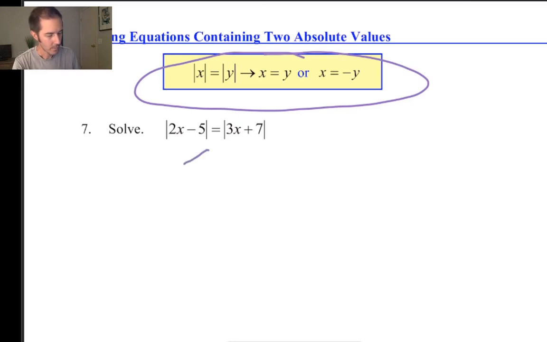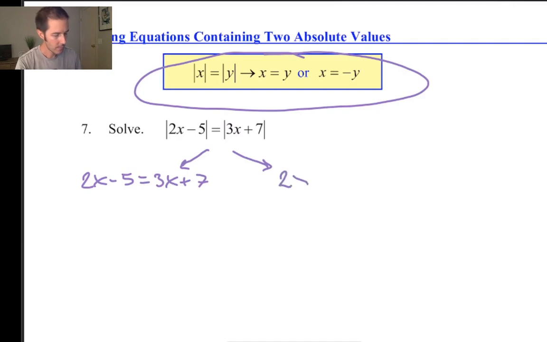We're going to take this thing and split it up into two separate equations. The first equation says 2x minus 5 equals 3x plus 7. It's as though I just copied down the equation and got rid of the absolute value bars. That's what I did. The other equation says 2x minus 5 equals the opposite of the entire right-hand side of the equation.